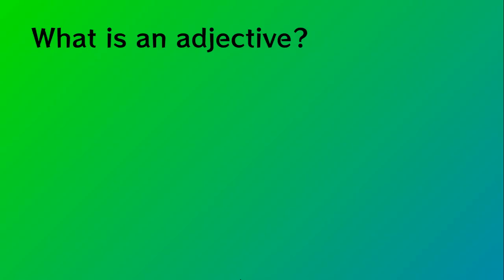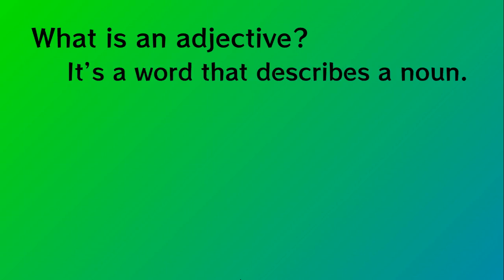What is an adjective? Have you heard that word before? An adjective is a word that describes a noun, and we know that a noun is a person, place, or thing. So an adjective would describe a person, it would describe a place, or it would describe a thing.